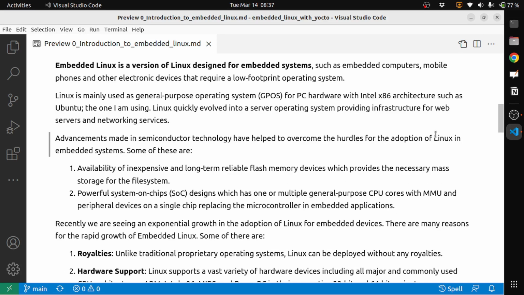Well, simply put, embedded Linux is a version of Linux designed for embedded systems, such as embedded computers, mobile phones, and other electronic devices that require a low footprint operating system. Linux is mainly used as a general purpose operating system for PC hardware with Intel x86 architecture, such as Ubuntu, the one that I'm using now. Linux quickly evolved into a server operating system providing infrastructure for web servers and networking services. So you see, Linux is mainly used in computers, servers, and networking devices.